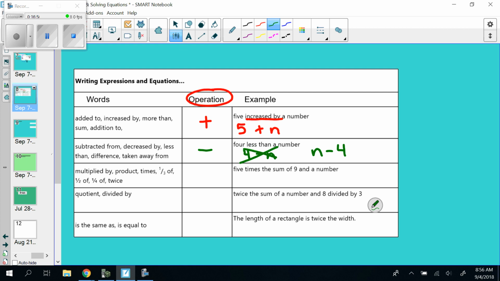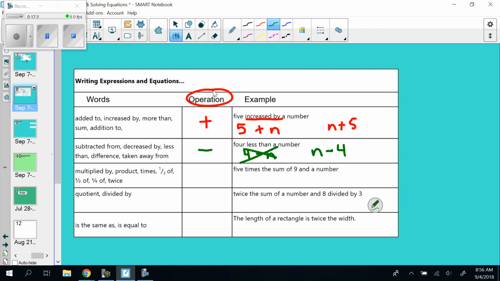Adding, we could have switched these two around in the last problem and also written it as n plus 5, because when adding, it doesn't matter what order you add things in. Subtraction, it does. If we take something and subtract it, it makes a difference which comes first. So you've got to make sure you look at it: if it's saying 4 less than a number, that means 4 should be taken away from the bigger thing.